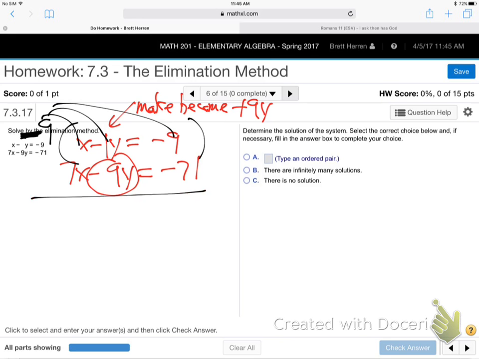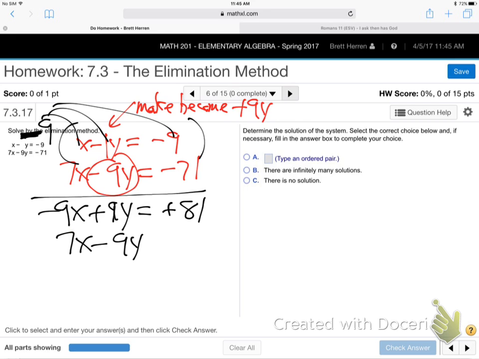Does that make sense? So minus 9x plus 9y plus 81. And then I just bring down the second ones. Everybody see what happened there? See how negative 9 times negative 1 made positive 9y? See how they're opposites now? So make them opposites, and now add them up, and they cancel out. We forced that to happen because we want y to drop out.